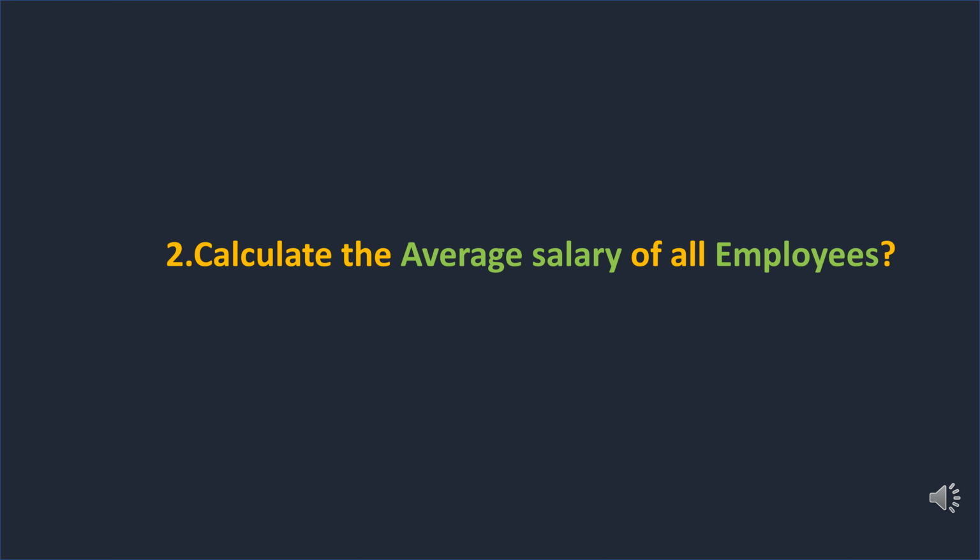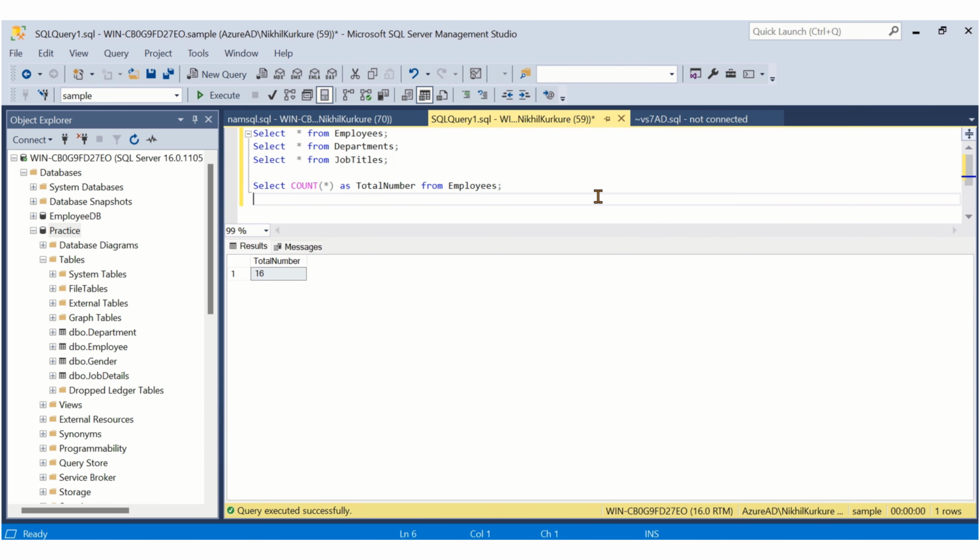The next important question is: calculate the average salary of all employees. Here we have three important keywords: average, salary, and employee. Average will be my aggregate function, salary will be my column name, and employee is my table name. So what will I do here? Instead of count, I will use average, and instead of star, I will use my column name, salary. Here I will make an alias as average salary, and the table name is the same, employee. Let me run this query now.